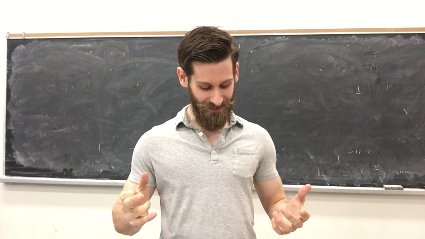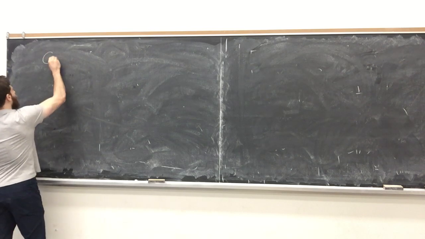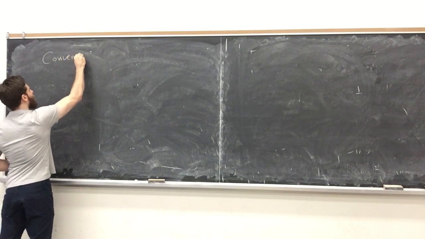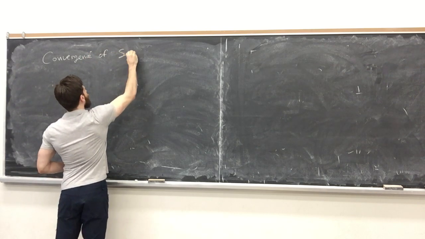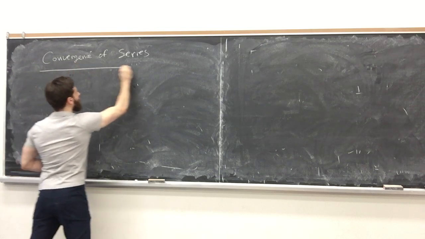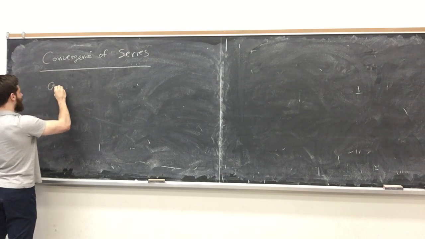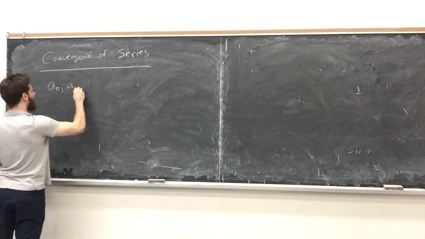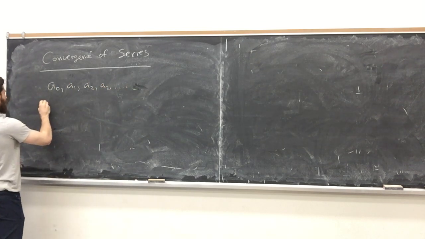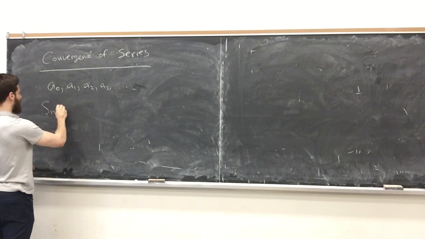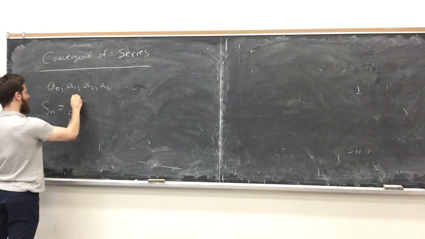Right now we're going to talk about convergence of series. In particular, the integral test of series. So let me briefly recall. If we have a sequence of numbers A0, A1, A2, A3, etc., then we can define the partial sum of this sequence to be this finite sum: the sum from i goes 0 to n of a_i.